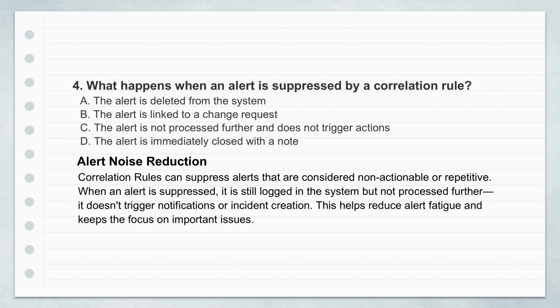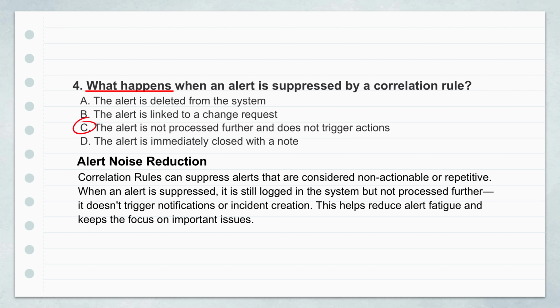All right, question 4. What happens when an alert is suppressed by a correlation rule? The answer given is C. The alert is not processed further and does not trigger actions. Now, suppressed sounds like we're maybe sweeping things under the rug. Yeah. It can sound that way, but that's not the goal. Good correlation rules are designed to reduce noise, not hide problems.